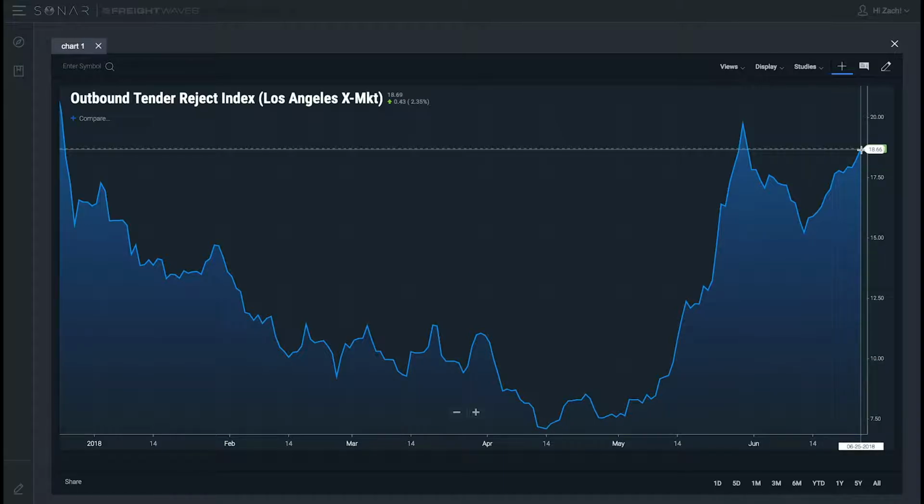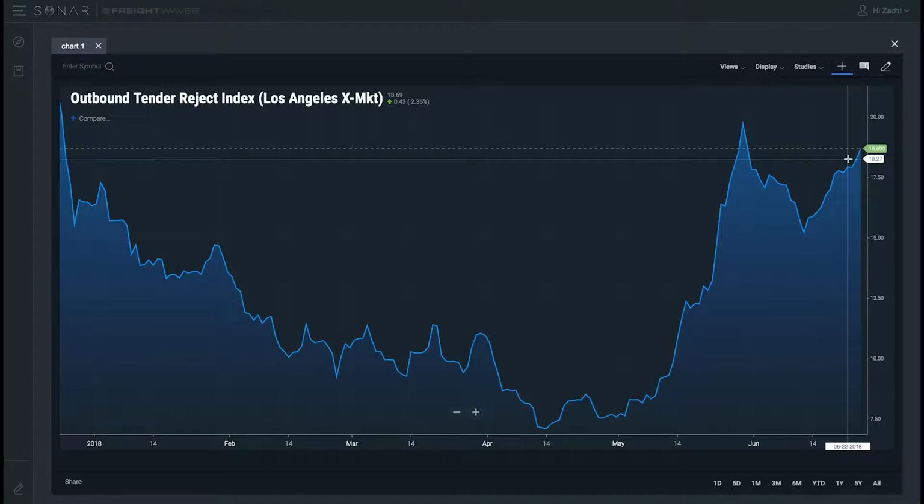I used to work at a carrier, and one of the things that we lacked was information about the general market. This tender rejection index gives you a load of information about what's happening in the rest of the market, and not just in my own world of my company. I'm not looking at year-over-year volumes. I'm looking at real market data.